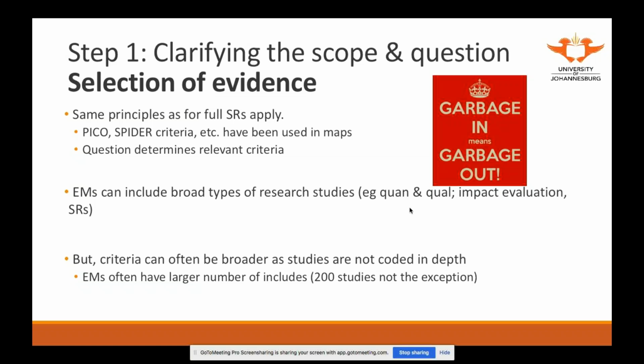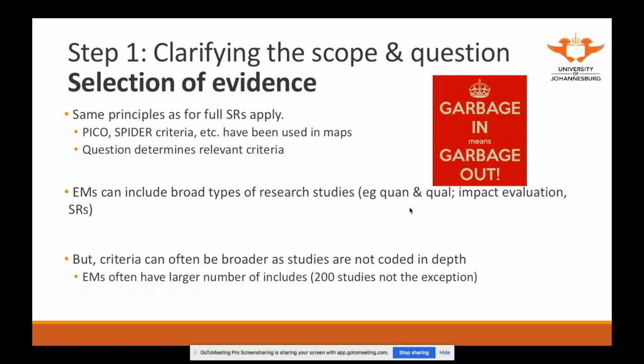And that then comes again back to the point that you can be more descriptive and include a broader range of studies, which also means that you have a larger body of evidence to deal with. So it's not uncommon for maps to include 200 studies and above. And that does not add too much labor, as you'll see, because data extraction differs quite a bit from full systematic reviews.